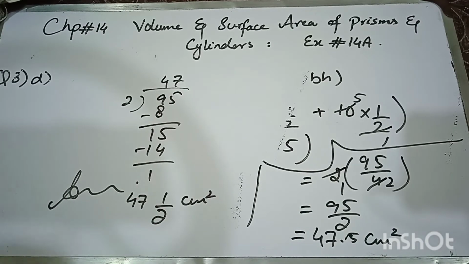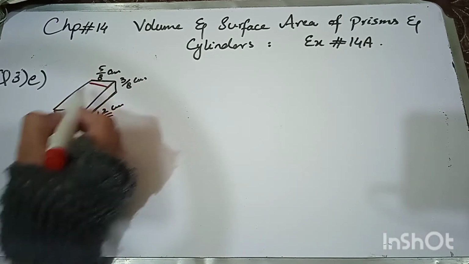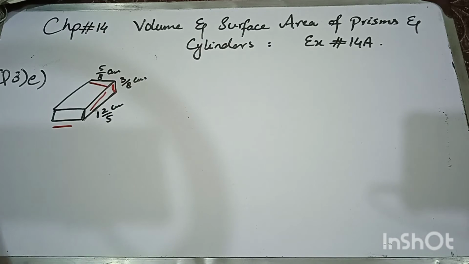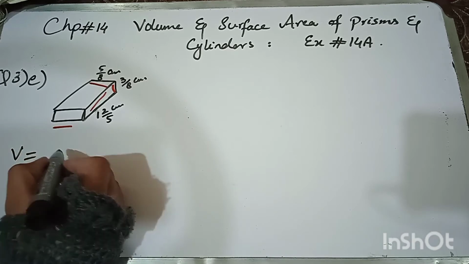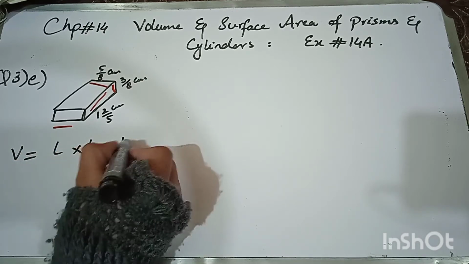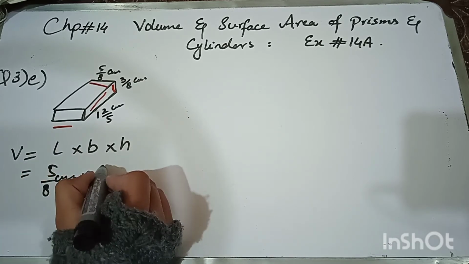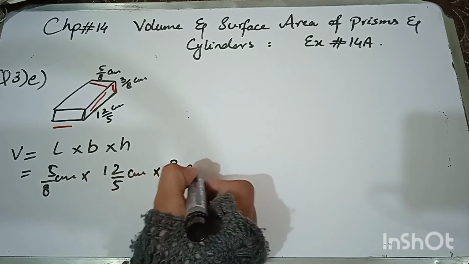Now we have to move towards part E. Okay, in question number 3 part E, we have again a figure and we have to write the formula. In the formula, this one is the length, rather it will be this side or this side. This is the length, this is the breadth, and this is the height. So we have to put the values in the formula. Again the formula is volume is equal to length multiplied by breadth multiplied by height. So the length is 5 by 8 centimeter, breadth is 1 whole 2 by 5 centimeter, and height is 3 by 8 centimeter.